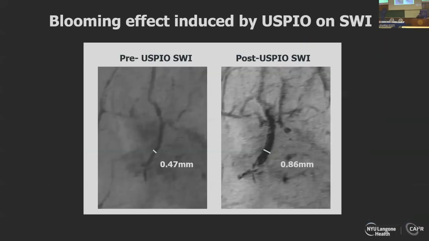And this is an example of the vessels also showing the blooming effect, with more than a double size increase of this small vessel on the post-contrast SWI.